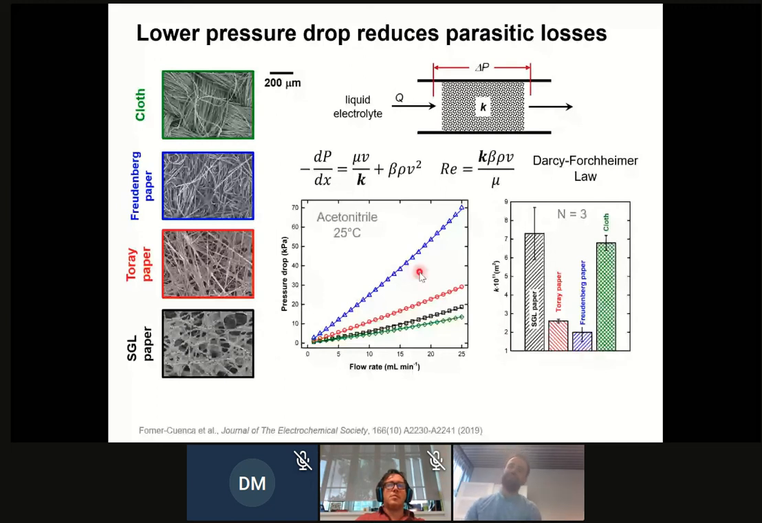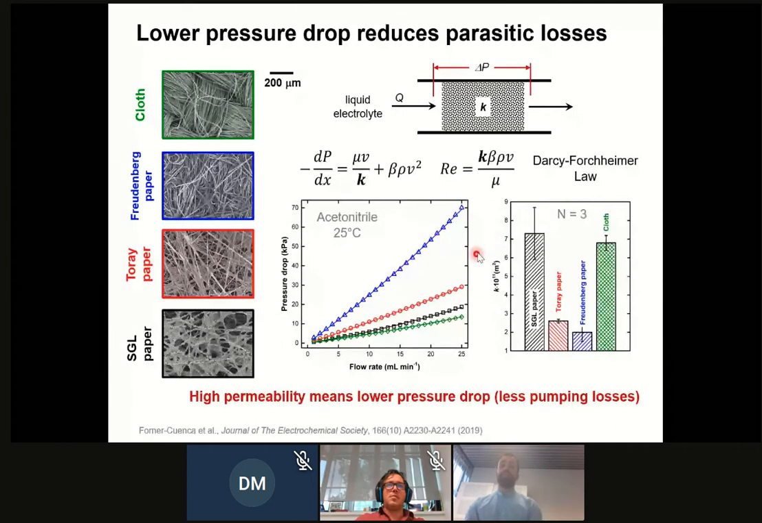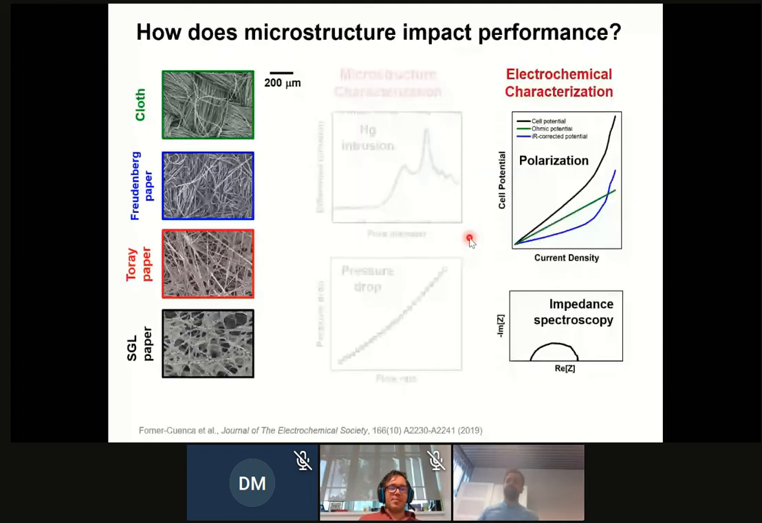And also, interestingly, these electrodes that have bimodal pore size distribution, they feature very low pressure drop, okay? So the interesting thing here is just to say that if you compare a cloth with some of these small pore size papers, you have a factor of 3, factor of 4 difference in permeability. And of course, high permeability means low pressure drop, and that's what you want, because then you don't have pumping losses.